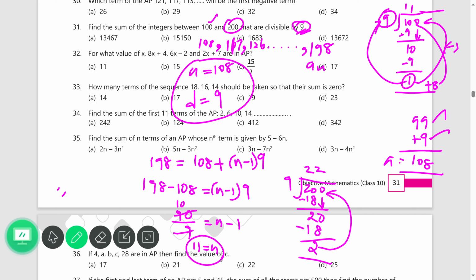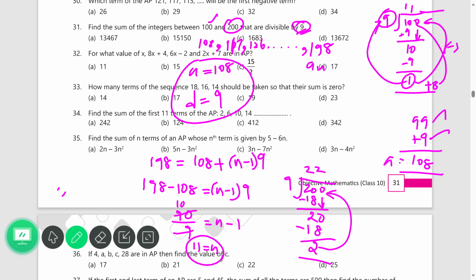Then 11 by 2, times A plus L. The A value is 108, the L value is 198. That's it. Am I right? So 11 divided by 2, add both. 108 plus 198 is 306. Then 306 divided by 2 is 153. So 153 times 11 is 1683. You people are getting 1683 as the answer.